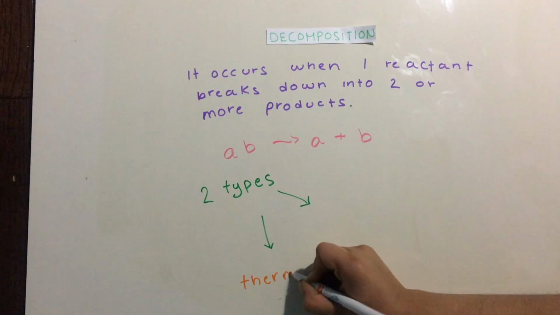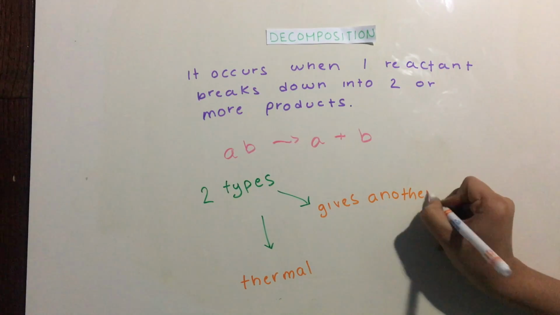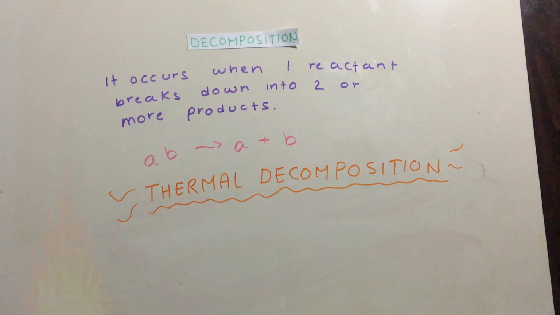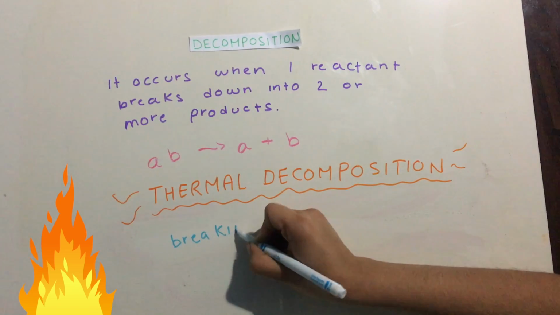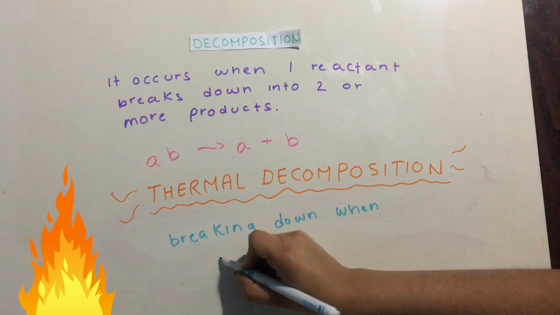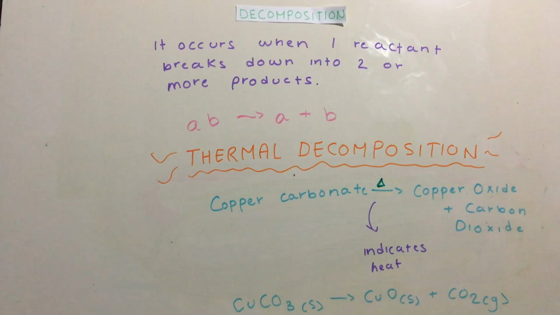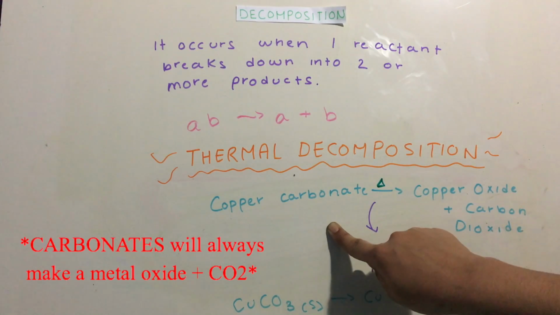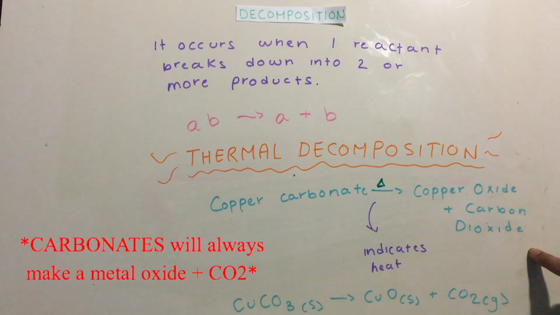So the first one is thermal decomposition, and the second one is compounds that give two other new compounds. Thermal decomposition is using heat to break down the reactant, forming two or more products from one reactant. An example of this is breaking down copper carbonate. So copper carbonate breaks down into copper oxide and carbon dioxide.